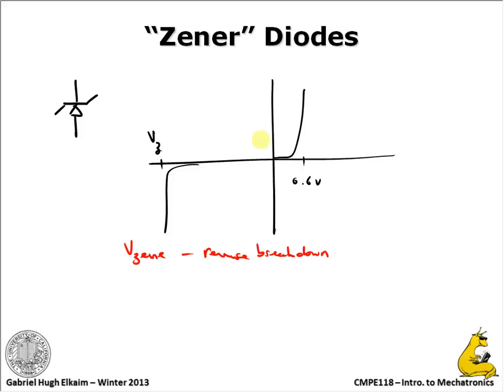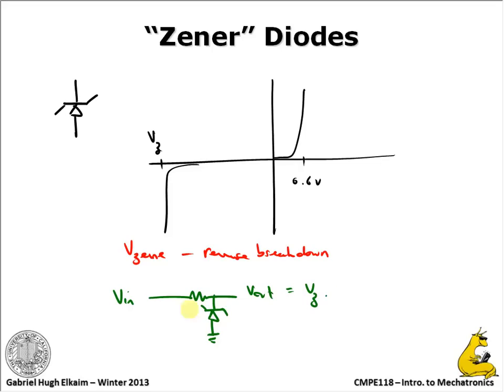So between 0 and VZ, they will not let current pass. Once you exceed VZ, they will. So a way that you might use this, for instance, is a really poor man's voltage supply. I have V in, V out, and I'm going to put a Zener diode to ground this way, right? And basically V out is going to equal VZ.